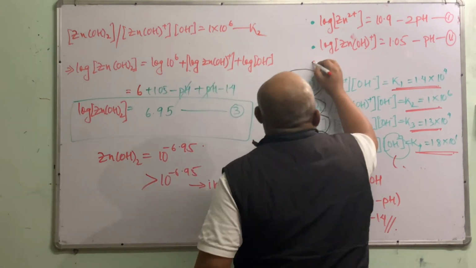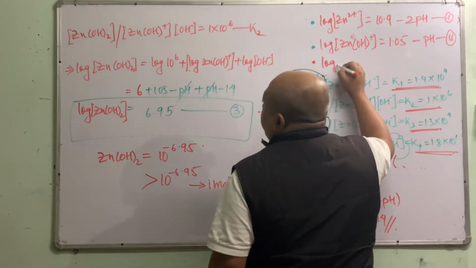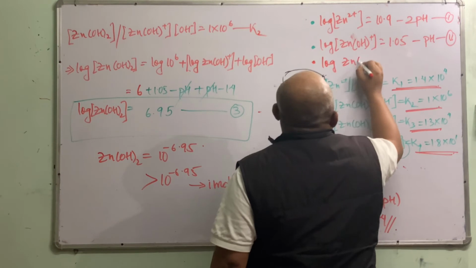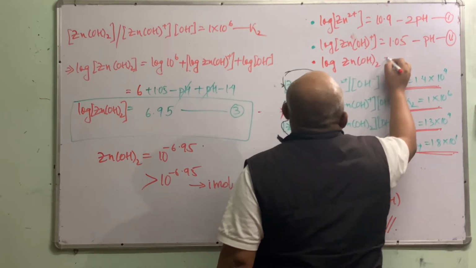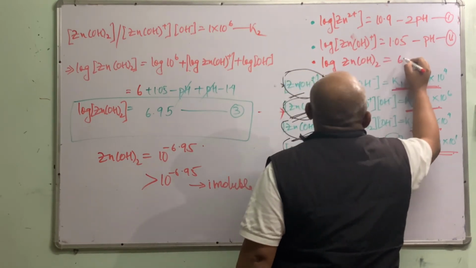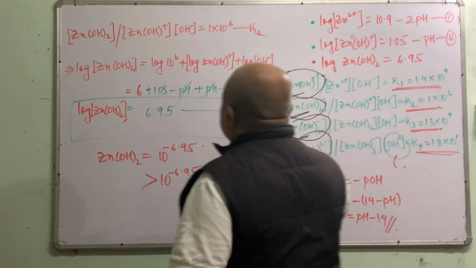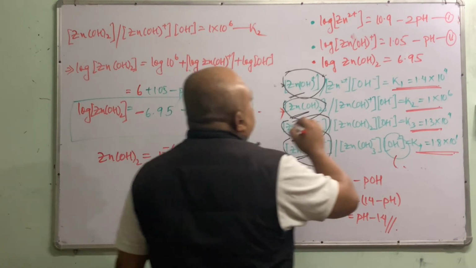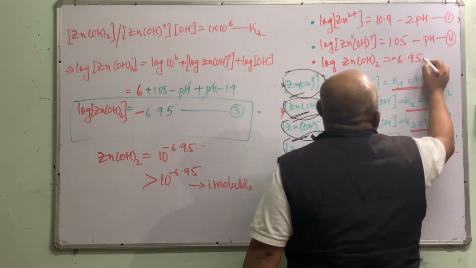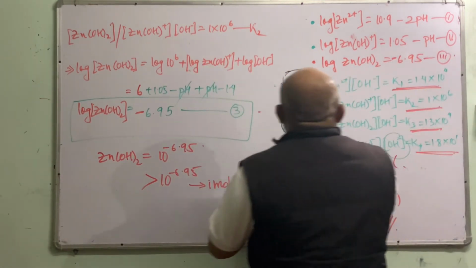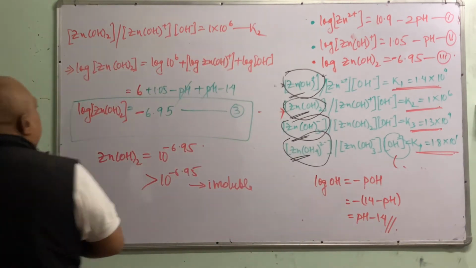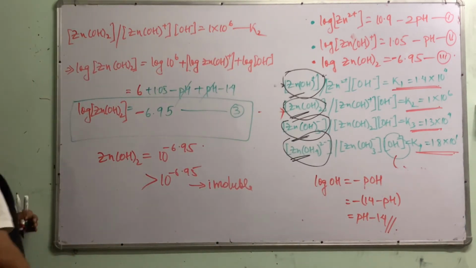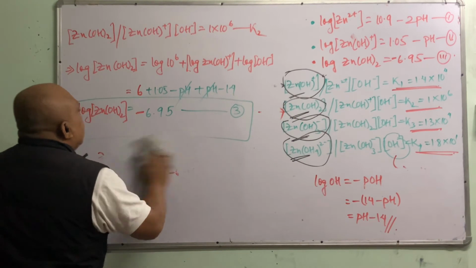Number three is log of ZnOH2 is equal to minus 6.95. Is it plus or minus? This should be minus. This is number three. Okay, fine. So similarly, I'm trying to find the remaining two.